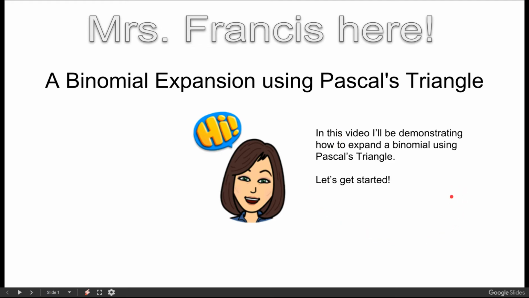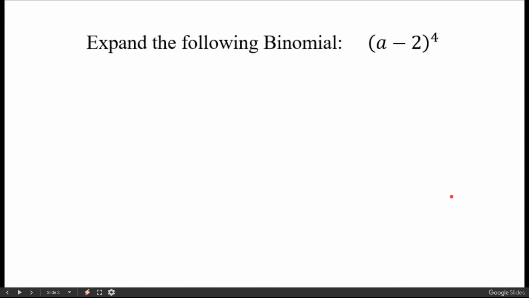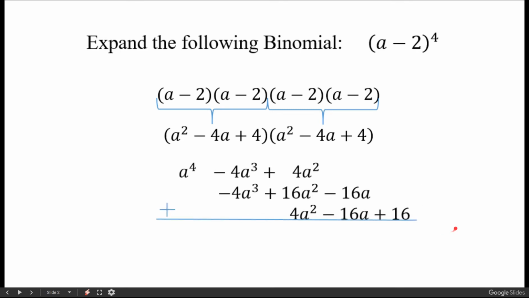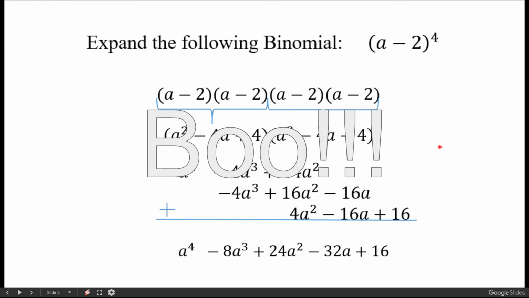So let's get started. First, we have a problem where we're being asked to expand a binomial, a minus 2 to the fourth. If we go about it the old-fashioned way, we would write out a minus 2 four times. We would use FOIL, get two trinomials, use our distributive property, and get our solution. The problem with this is that it could cause errors pretty easily, and it's a little tedious.